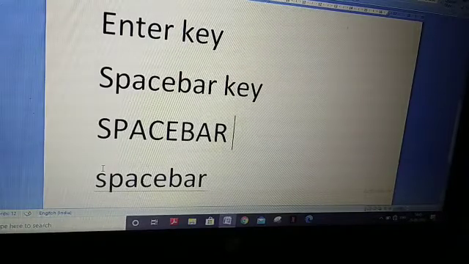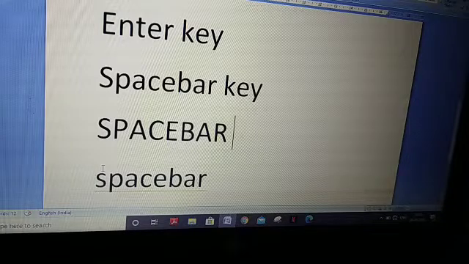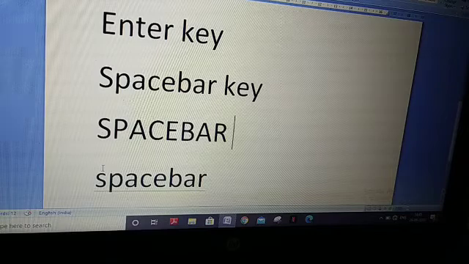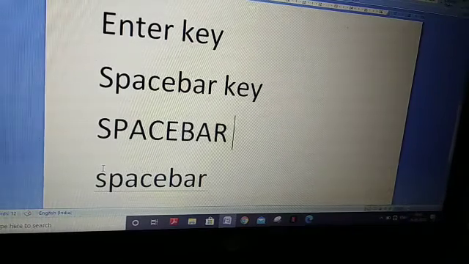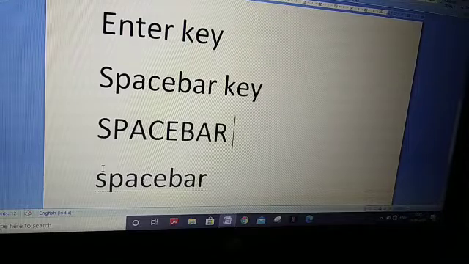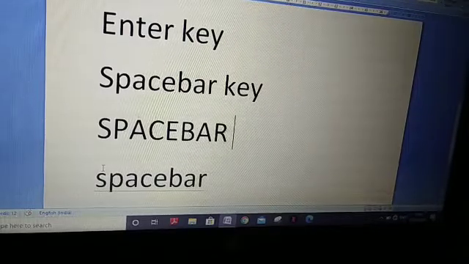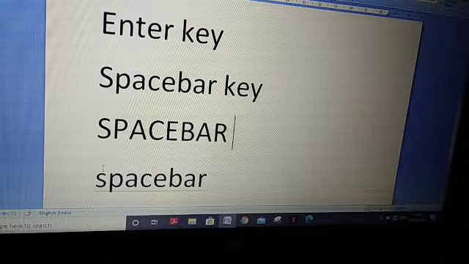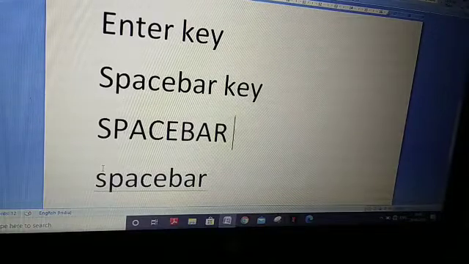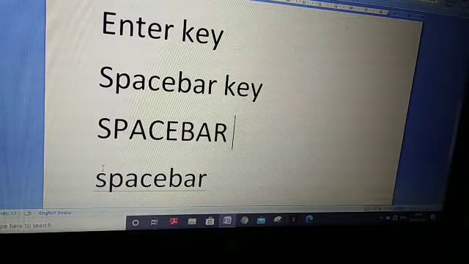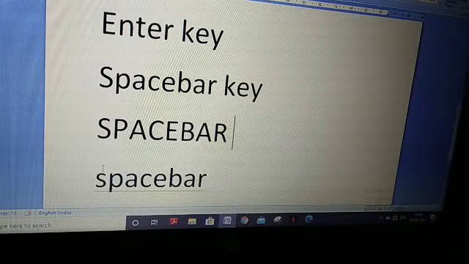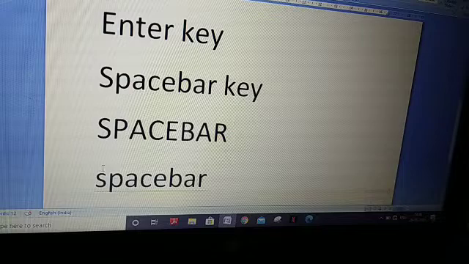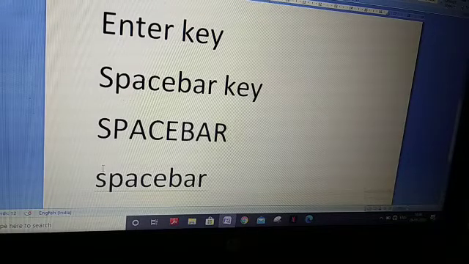Okay. So these are special keys. Which keys have we studied just now? Special keys. Delete key, backspace key, caps lock key, enter key, arrow keys. These are special keys. Now next are symbol keys, control key and alt key.